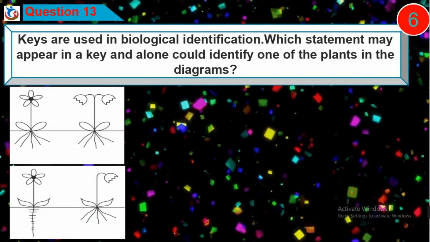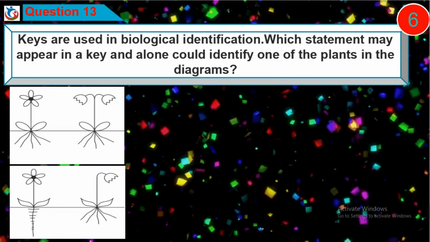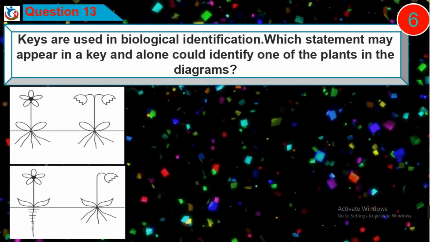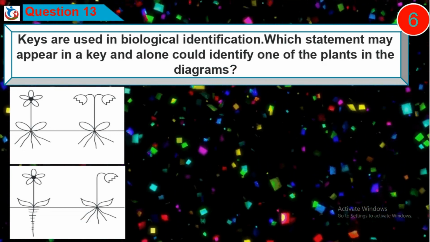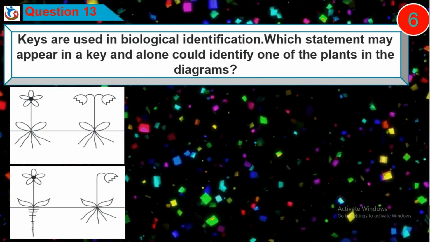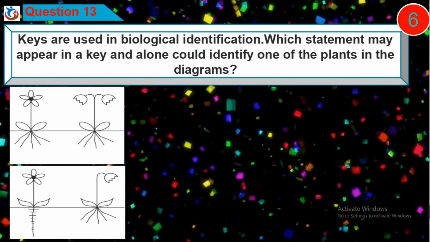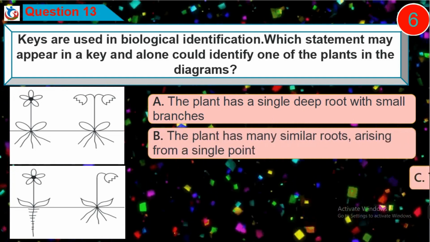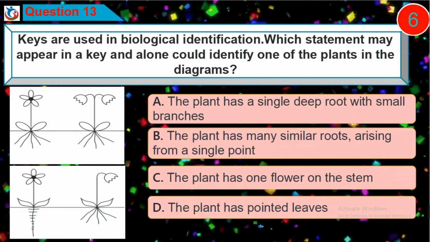Question 13. Keys are used in biological identification. Which statement may appear in a key and alone could identify one of the plants in the diagrams? Is it option A, B, C, or D?